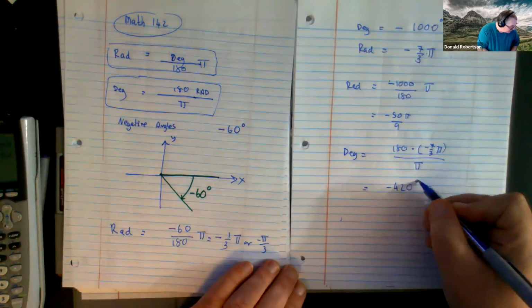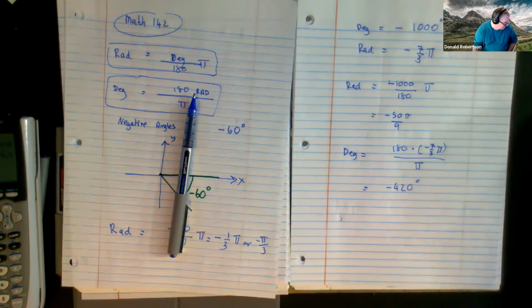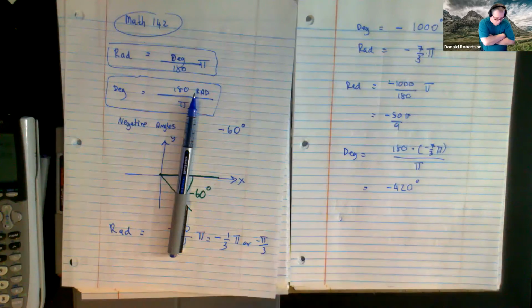And we are finished with converting degrees to radians. Haven't we done every blinking thing you can think of to them? Right? Big and negative and all the other combinations.